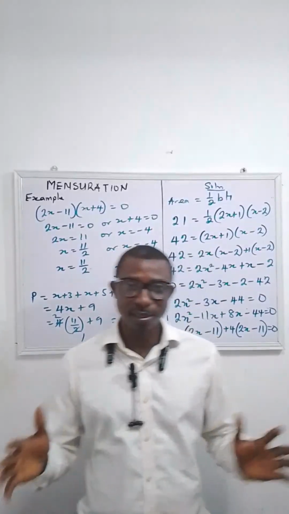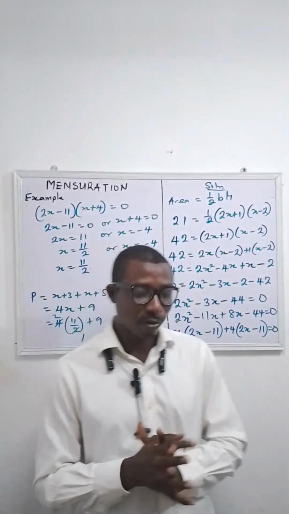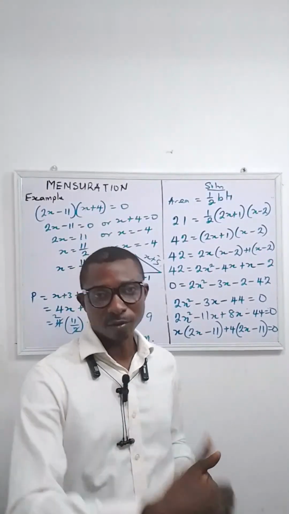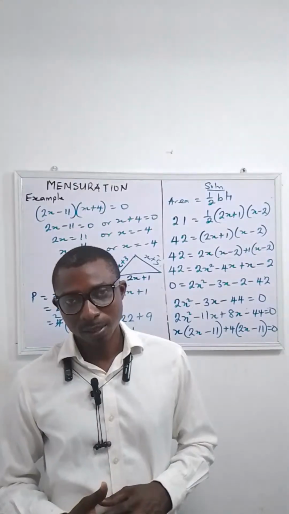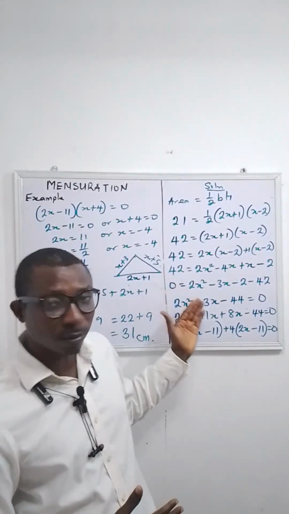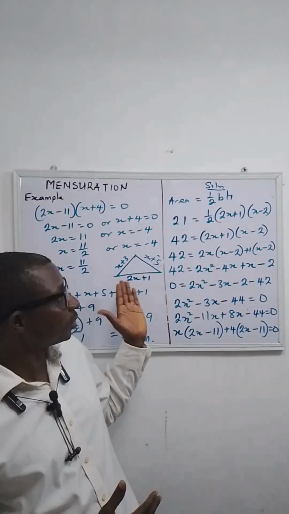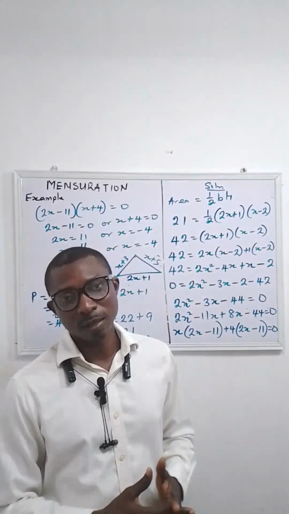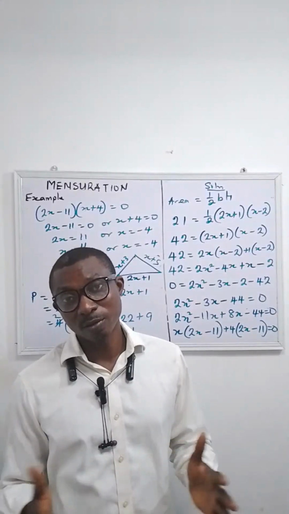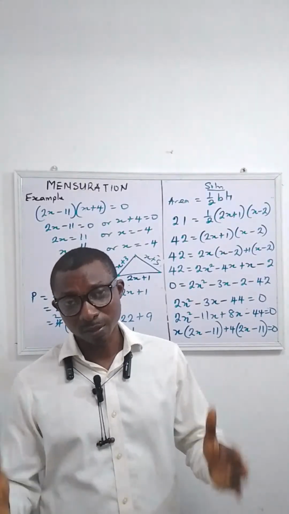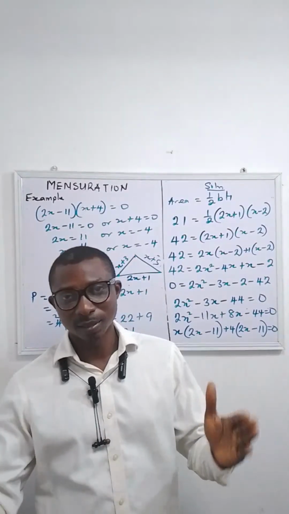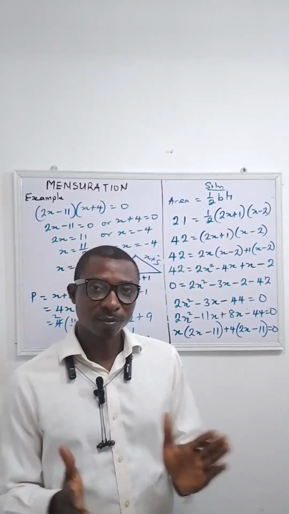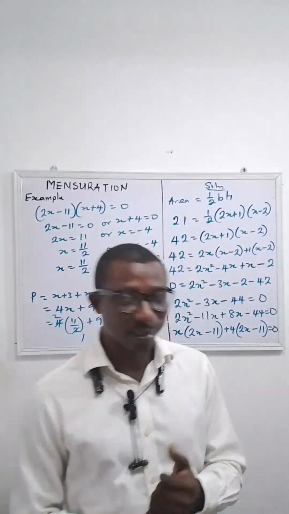So tomorrow is another day. So we are going to continue from where we stopped. So we are going to look at other types of plane shapes. Okay, now we have looked at rectangle, we have looked at triangle, so we are going to look at another type of plane shape. So we are going to be looking at parallelogram, we look at trapezium, circle and others. Okay, so let us make it a date against tomorrow.